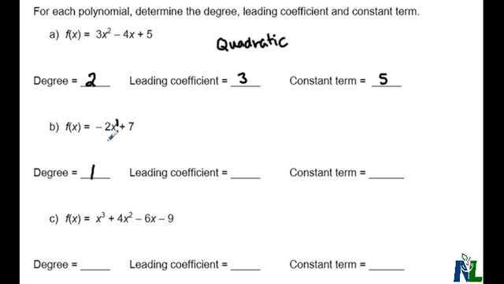Again, looking at the same term to find the leading coefficient, it's a negative 2. And the constant term here would be 7. And since this has a degree of 1, this would be a linear function.